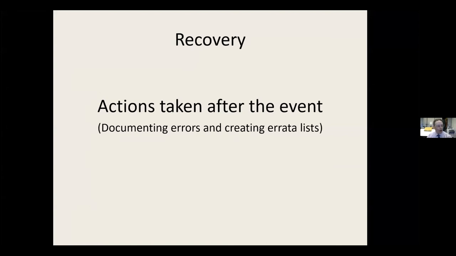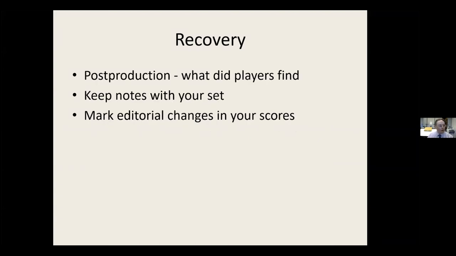Okay. Recovery, documenting errors and creating errata lists. And then just very quickly, I would say, peruse your parts after performance, fix and document any additional errors that may have been found by your players. Keep clear notes of the corrections you've made with your set of parts. And this is an important thing we've not really discussed, but if you make a change to the full score, remember, you're actually making an editorial decision. This isn't proofreading. You've actually stepped into the world of being a music editor. So you need to make a clear note about what editorial changes you've made.